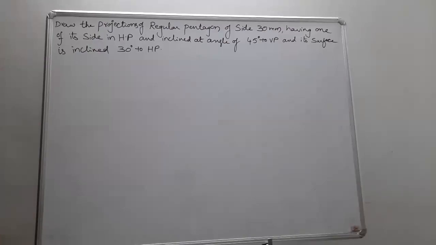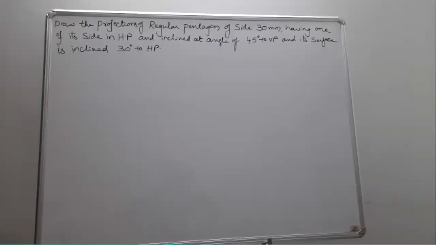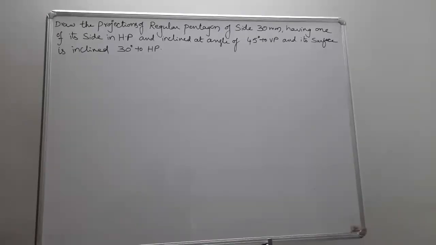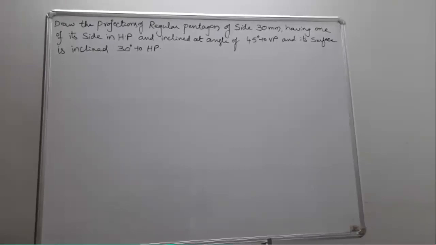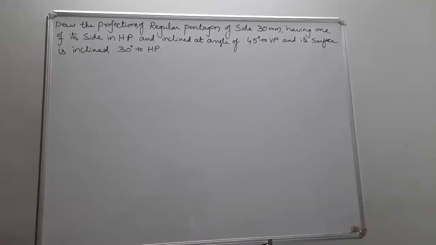All of you just write down, note that problem. I am going to erase the problem. So for construction, all of you know the problem. Draw the projections of a regular pentagon of side 30 mm, having one of its side in HP, and inclined at an angle of 45 degrees to the VP, and its surface inclined 30 degrees to HP.